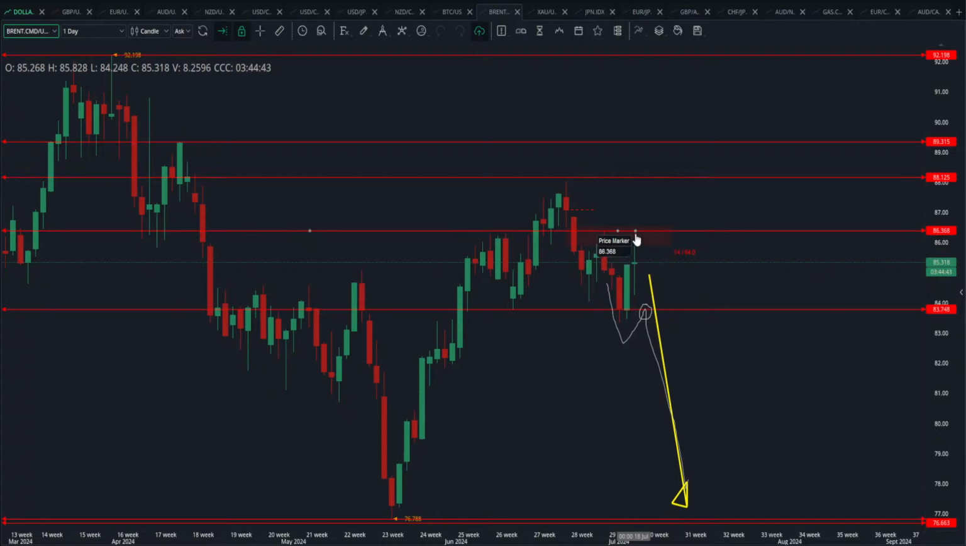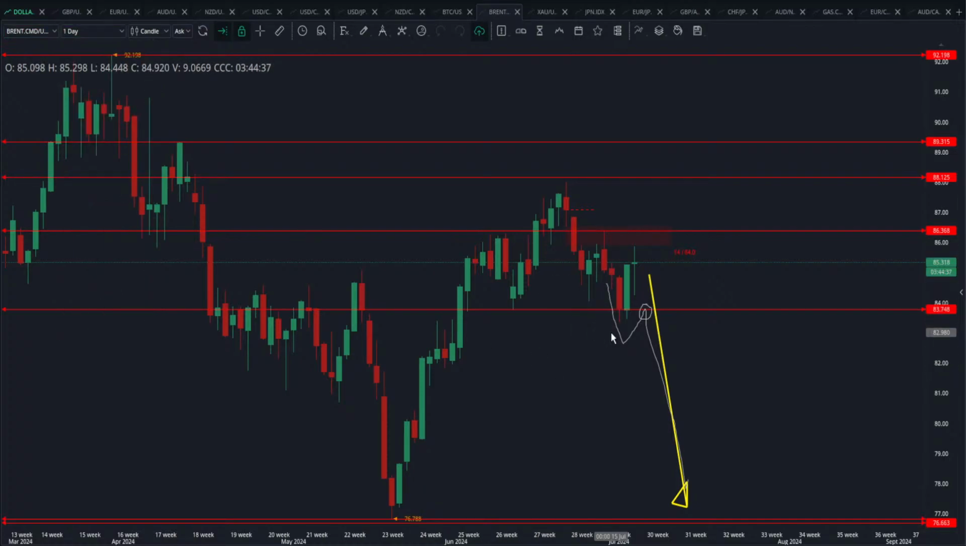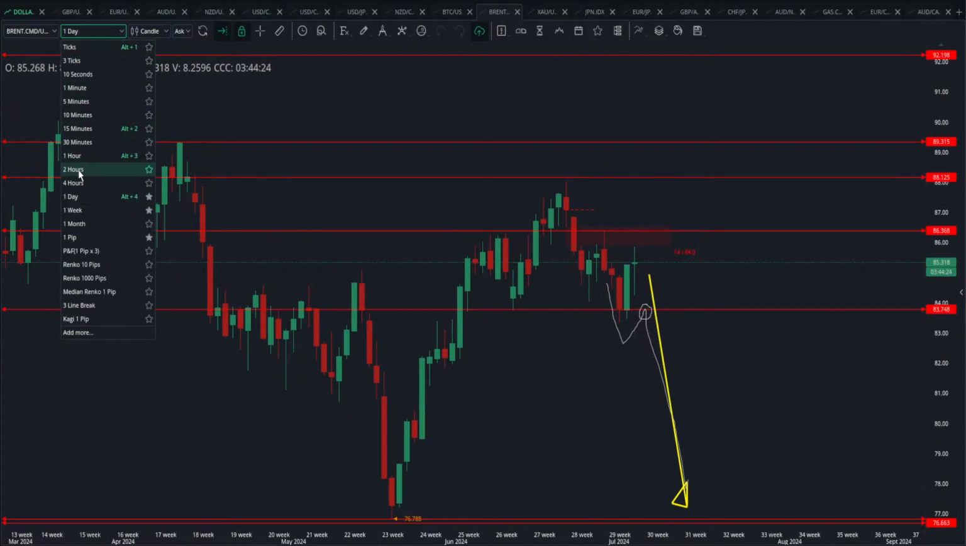Brent, well, did it go there? No, didn't go there. Okay, let me break it down. This is Brent, guys. We are bearish on this one, but if it trades above 86.36, then we are not bearish anymore. Till the time it is trading below 86.36 on this particular chart, we are bearish in this one. Let me break down what happened during the day.